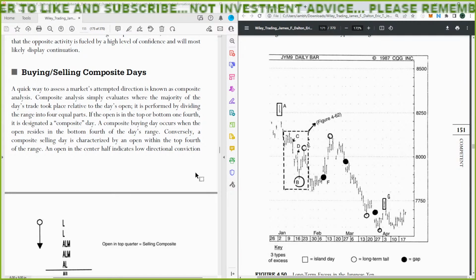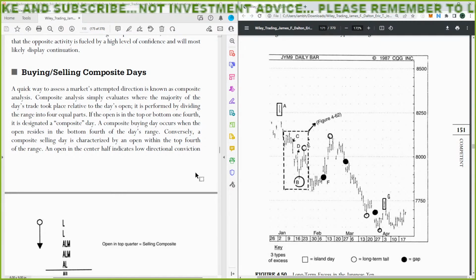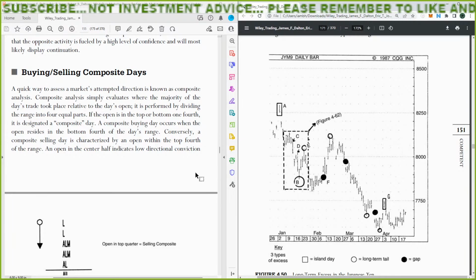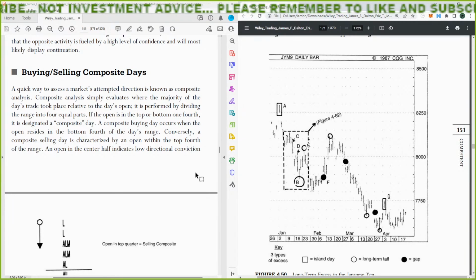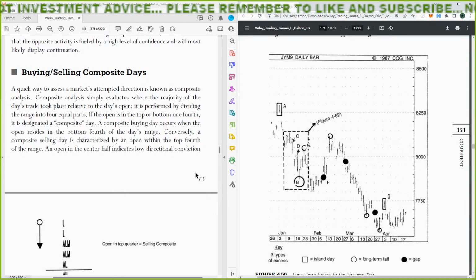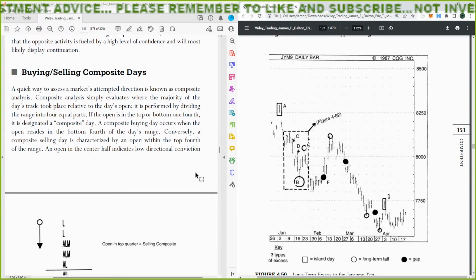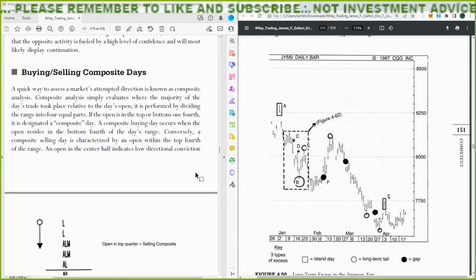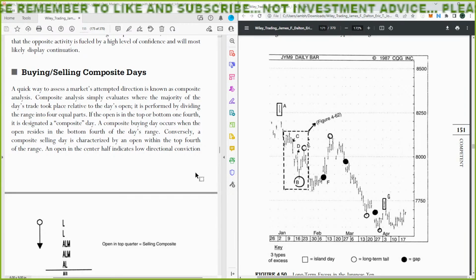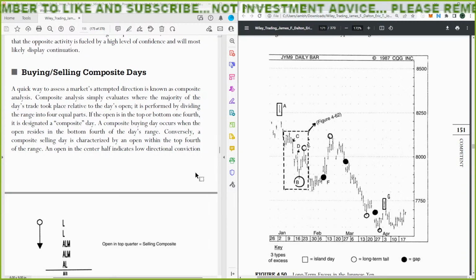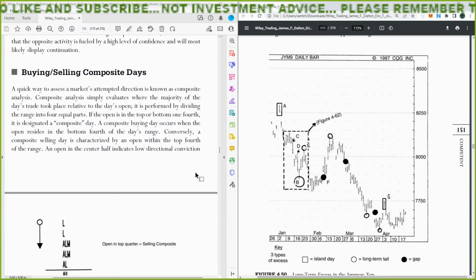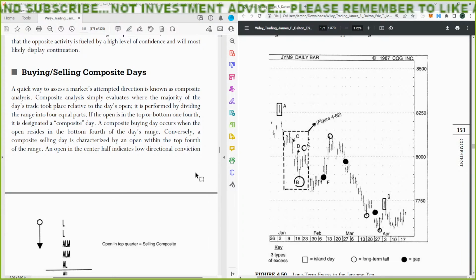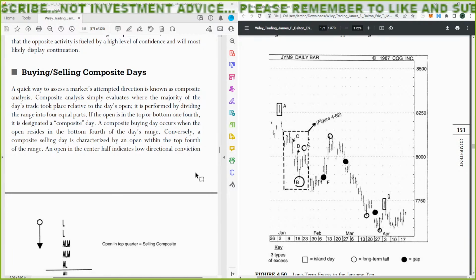Buying and selling composite days. A quick way to assess a market's attempted direction is known as a composite analysis. Composite analysis simply evaluates where the majority of the day's trade took place relative to the day's open. It is performed by dividing the range into 4 equal parts. If the open is in the top or the bottom 1/4, it is designated as a composite day.